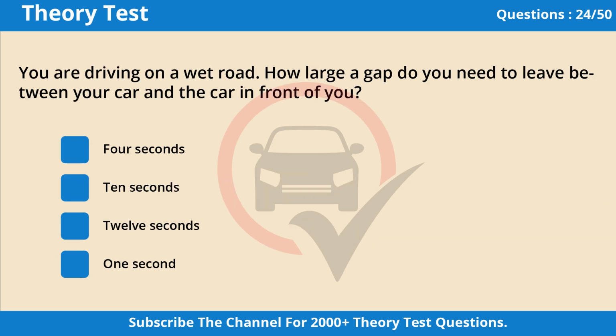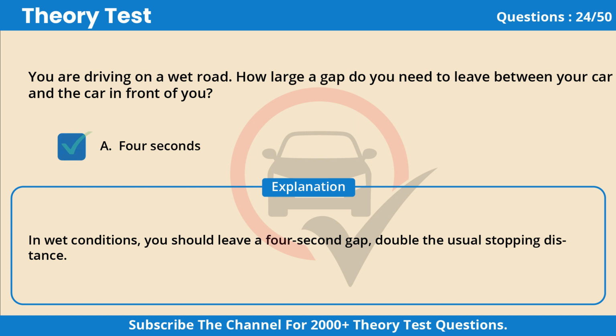Question 24. You are driving on a wet road. How large a gap do you need to leave between your car and the car in front of you? A. 4 seconds. In wet conditions, you should leave a 4-second gap, double the usual stopping distance.